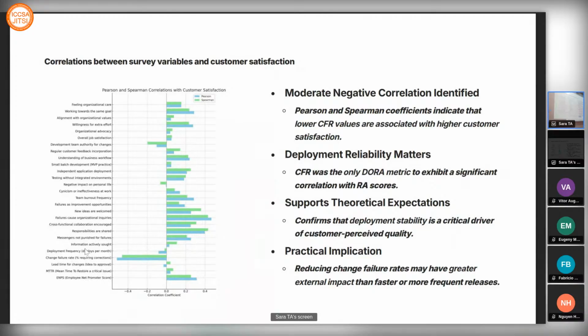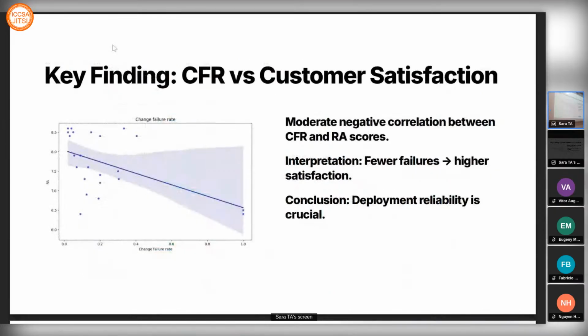In practical implication, of course, reducing change failure rates may have a greater external impact than faster, more frequent releases. Statistically, we know we have to improve the sample, but we have in some way calculated this. And our key finding, as you can see right here with Spearman and Pearson, is a moderate negative correlation between change failure rate and RA scores.